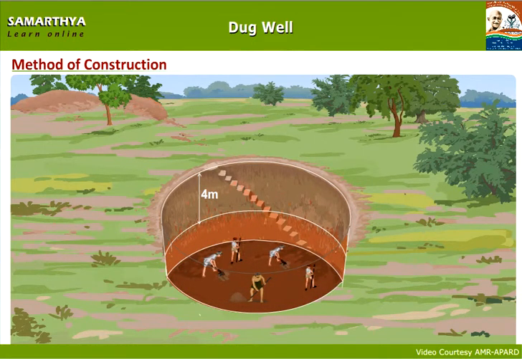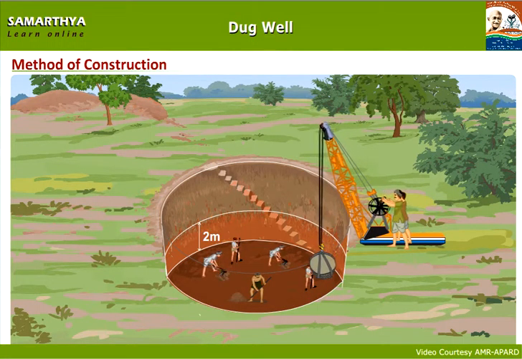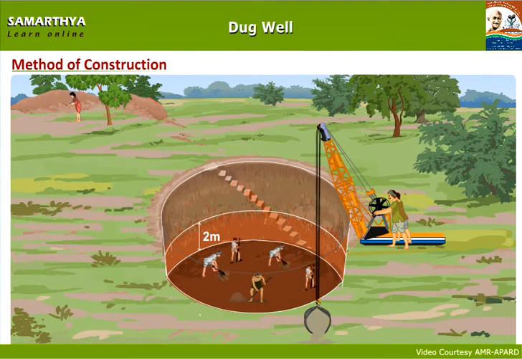Hard soil comes after the ordinary soil. This soil will be about 2 meters. Soil is excavated and deposited upward with the help of cranes.